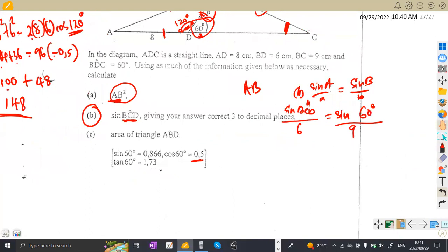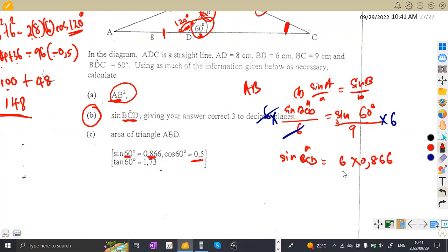From there, we can substitute the values. That is where we are now using the information that we are given here. Or before that, let us remove this 6 by multiplying by 6 both sides. So this can cancel here. So it means sine BCD is going to be equal to 6 times sine 60. We have got the value of sine 60 is what? 0.866. So it's 6 times 0.866 over 9. Then from there we can play around. Remember, I told you to leave this answer as a decimal.